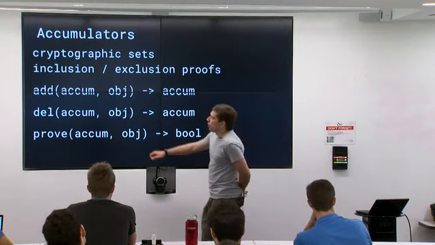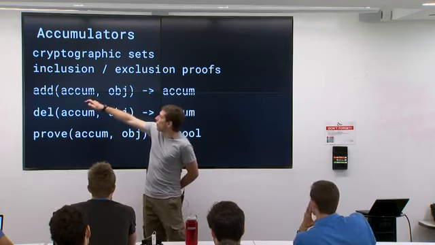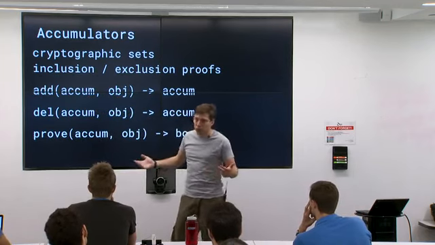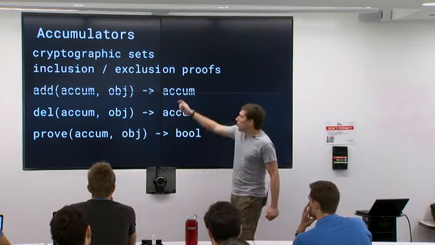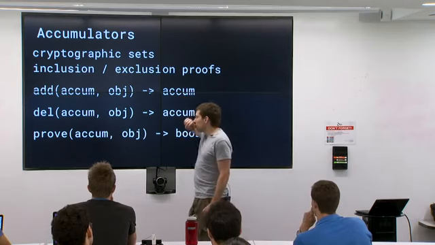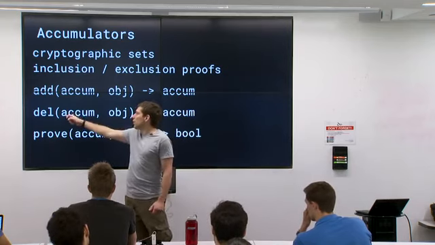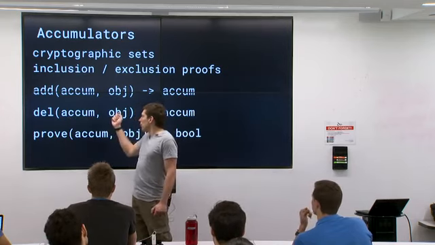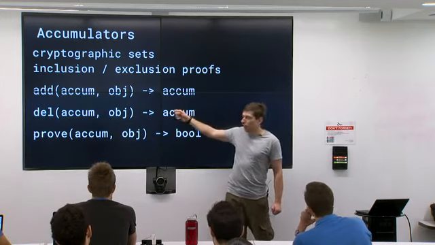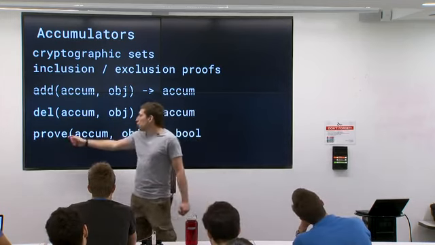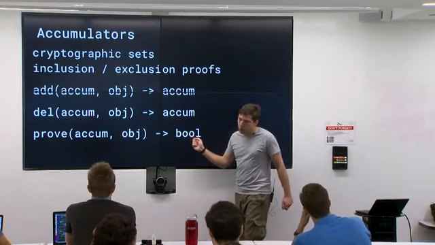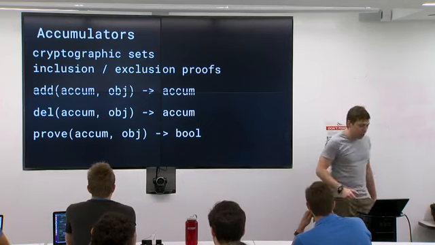So the idea is you take an accumulator and you add an object to it. And in general, objects are going to be strings of bytes or just numbers, right? And then it spits out a new accumulator. Essentially, it modifies the accumulator in place. If you delete, you say, okay, I've got an accumulator and I want to delete this object. It'll modify in place and return a different accumulator. And then maybe I want to prove that this object is in this accumulator, and it will return a Boolean. Like, yep, that worked, or no, it didn't.